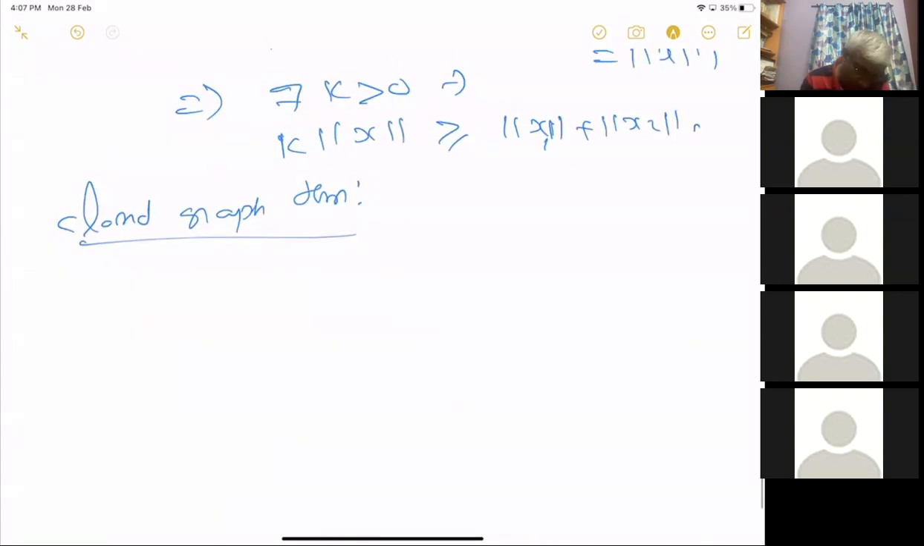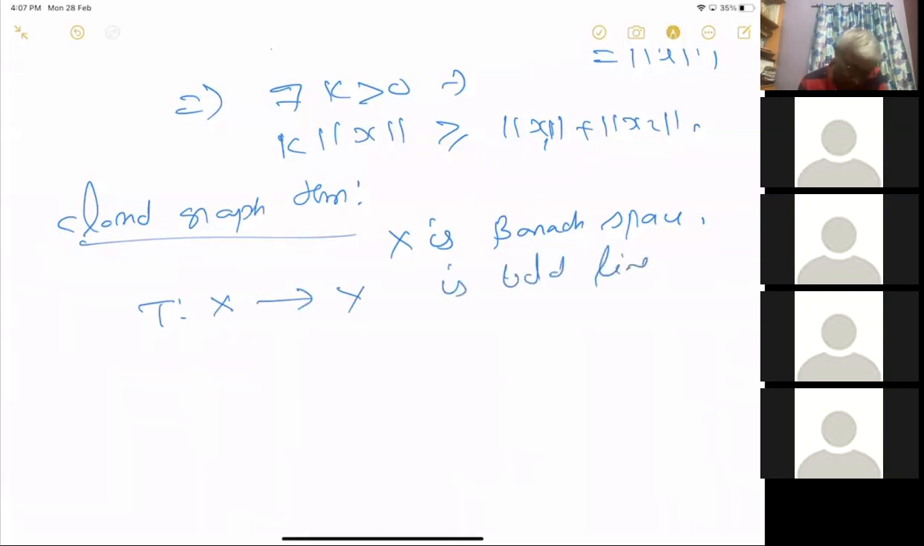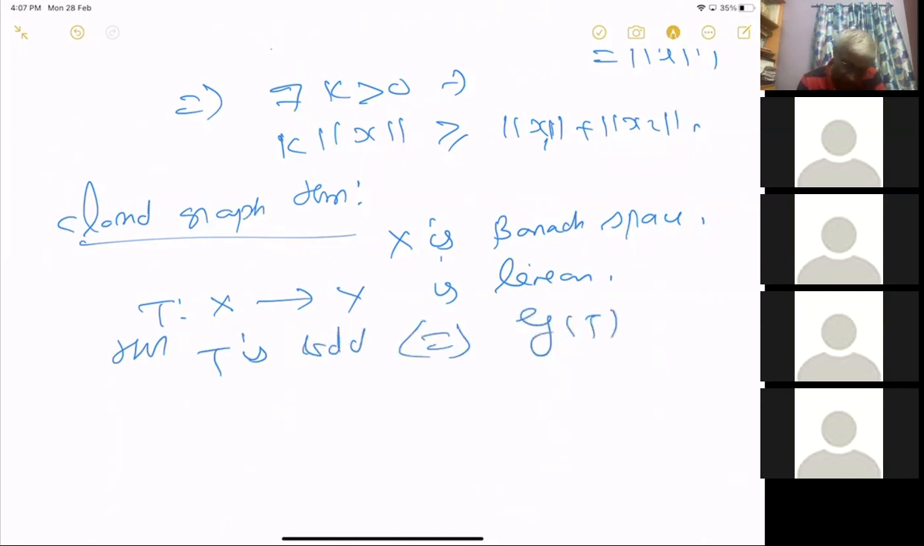The closed graph theorem says the following: X is a Banach space. It's important that X is a Banach space. And T from X to Y is linear. Then T is bounded is equivalent to saying G of T, the graph of T, is closed.